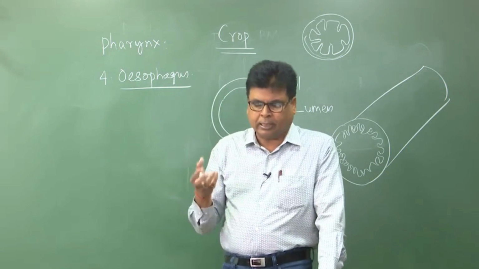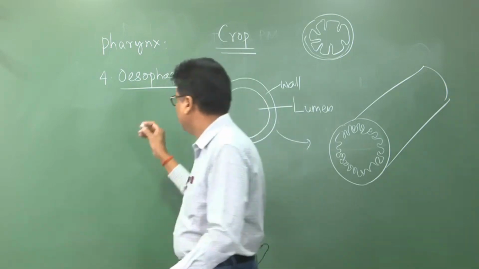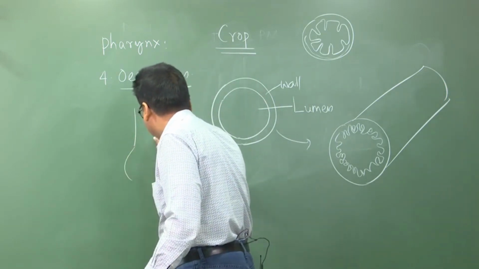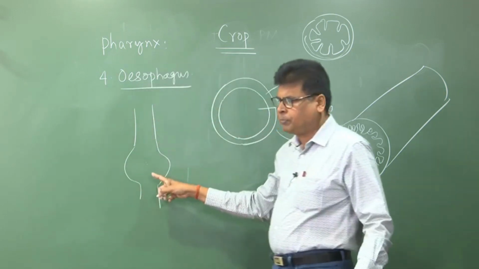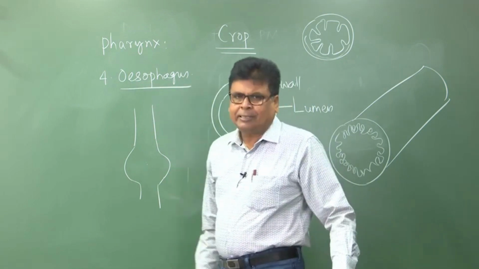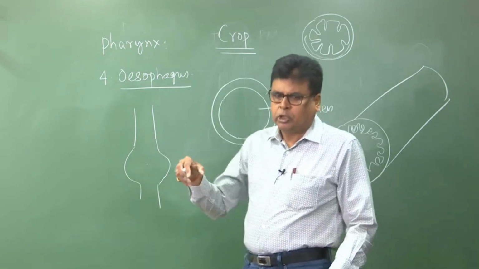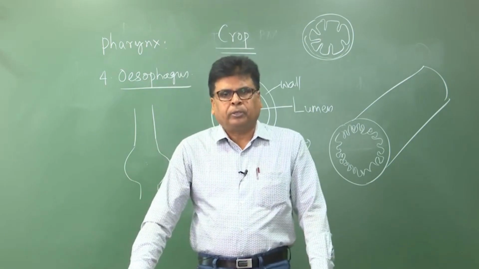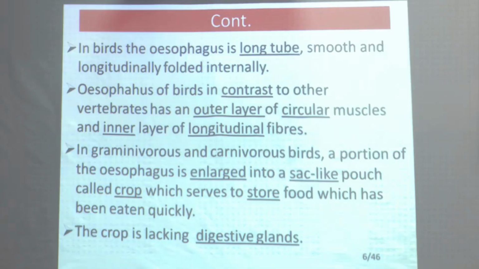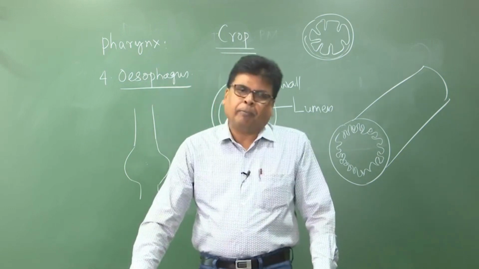So, in graminivorous and carnivorous birds, a portion of the oesophagus is enlarged. For example, this is the oesophagus and it is enlarged here, and then the stomach continues. This becomes a bag-like structure known as the crop, and this helps in storing the food material. The crop is not responsible for digestion, that means the crop is without digestive glands. It simply stores the food which has been eaten quickly by the birds.